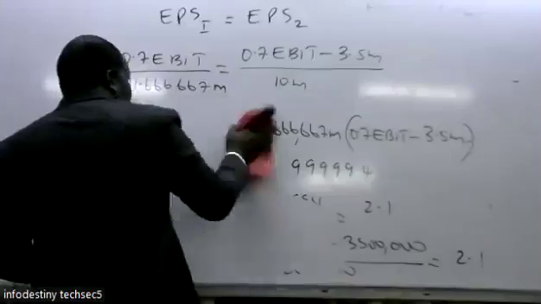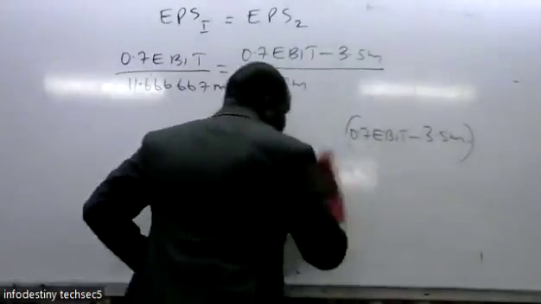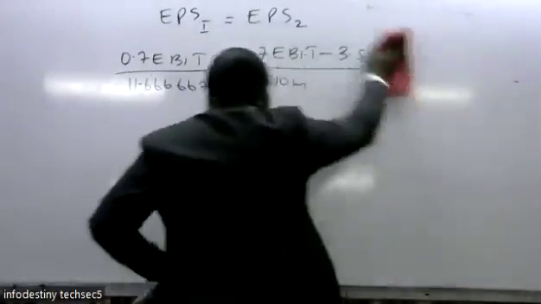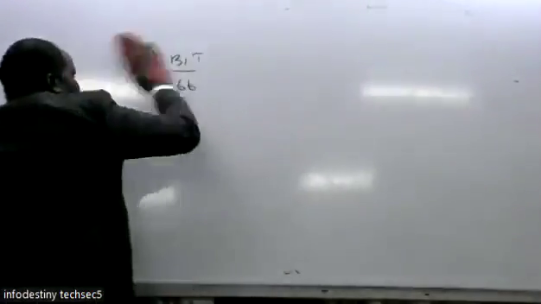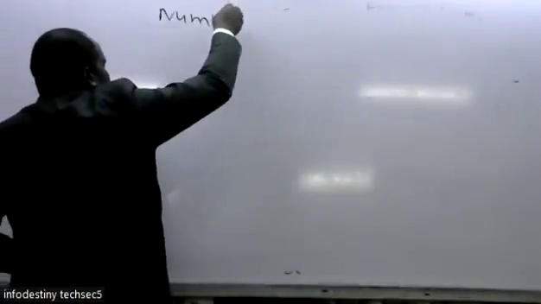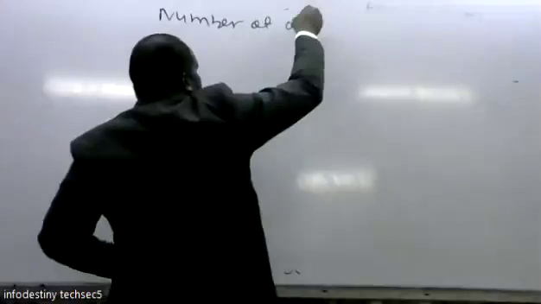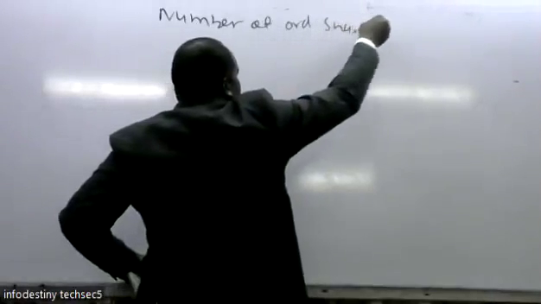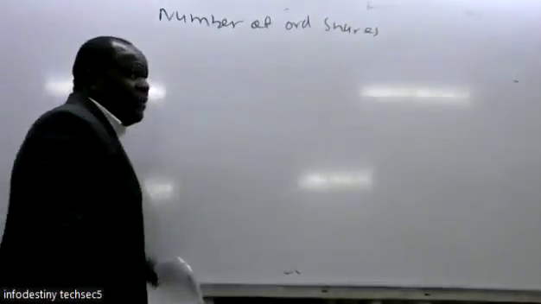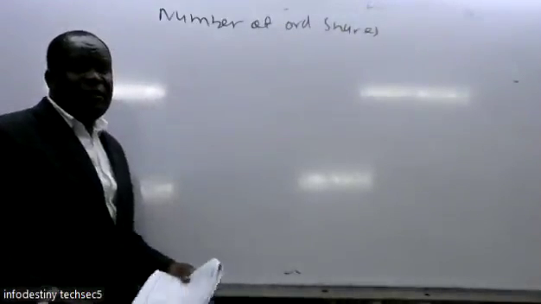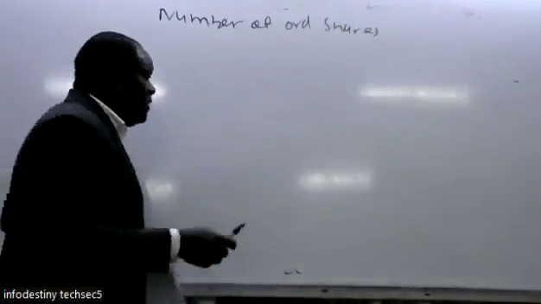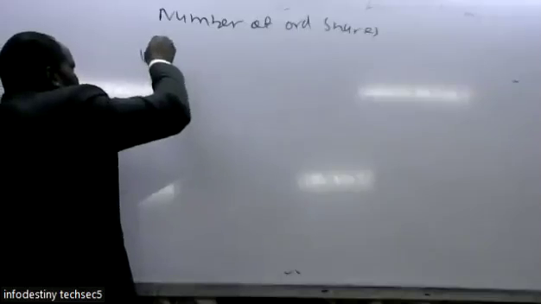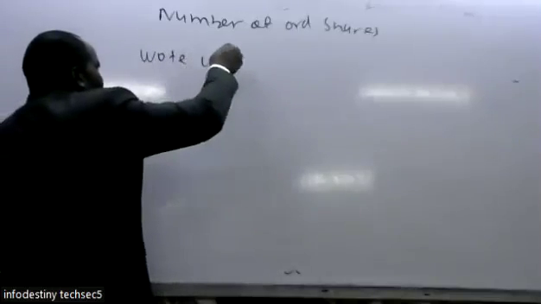We need to come up with the number of the ordinary shares. So to compute it, we need to calculate the number of the ordinary shares. You start off with Water Limited.